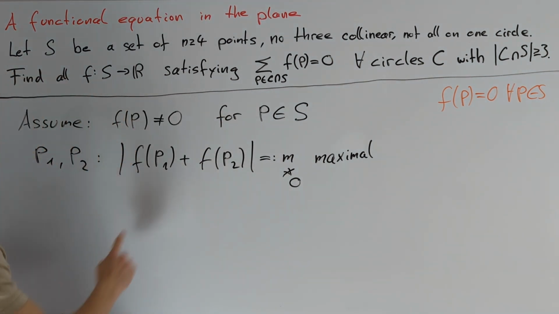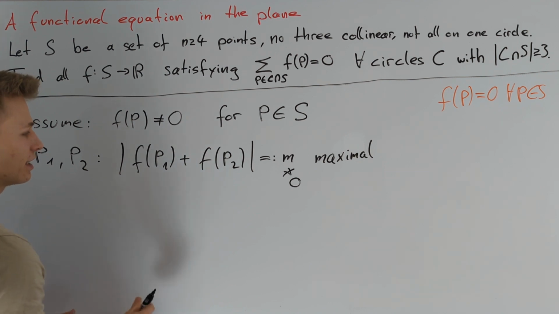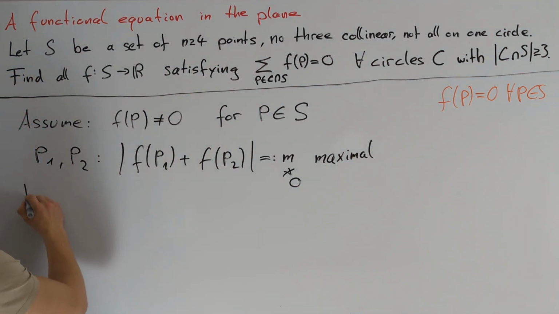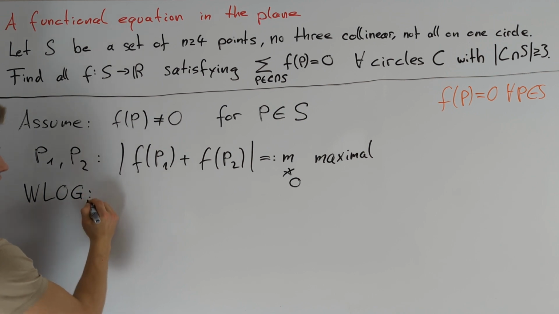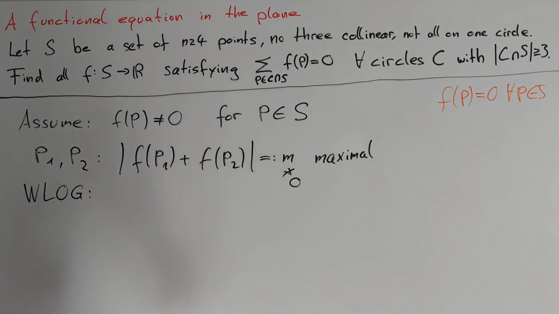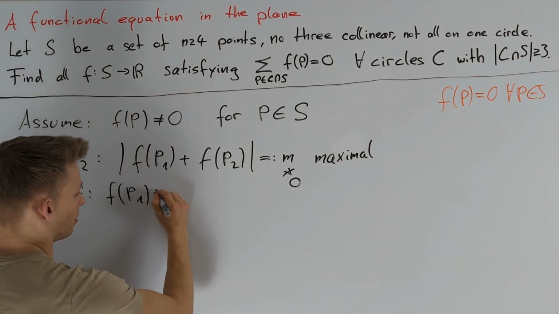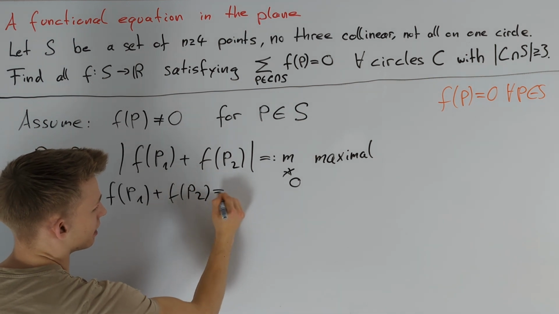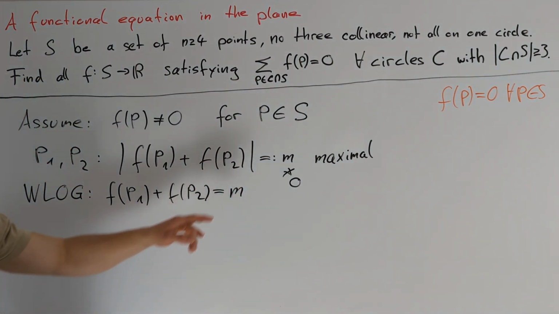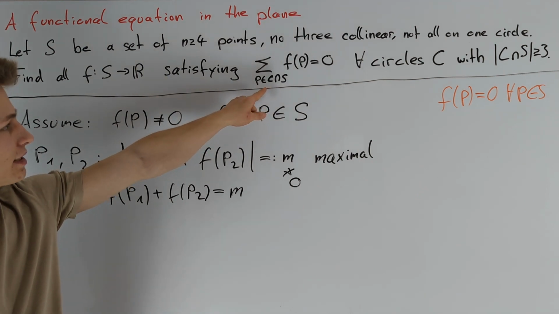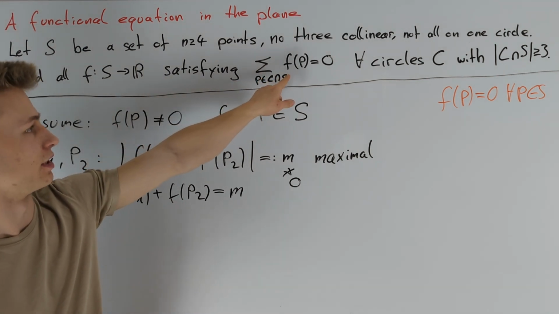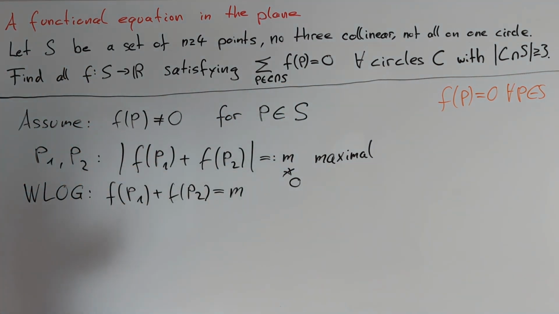For convenience, we want that f of p1 plus f of p2 is indeed greater than 0, and we can assume this without loss of generality, because otherwise we can just look at the function minus f. So without loss of generality, we have that f of p1 plus f of p2 is equal to m. Together with the condition that for any circle through 3 points in S, the sum over all points on this circle is equal to 0, we get that if we take some circle going through p1 and p2, the sum of the function values of the other points on the circle must be equal to minus m.